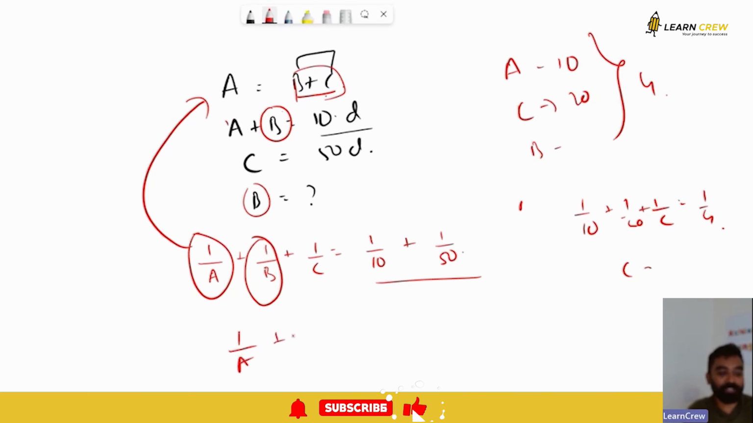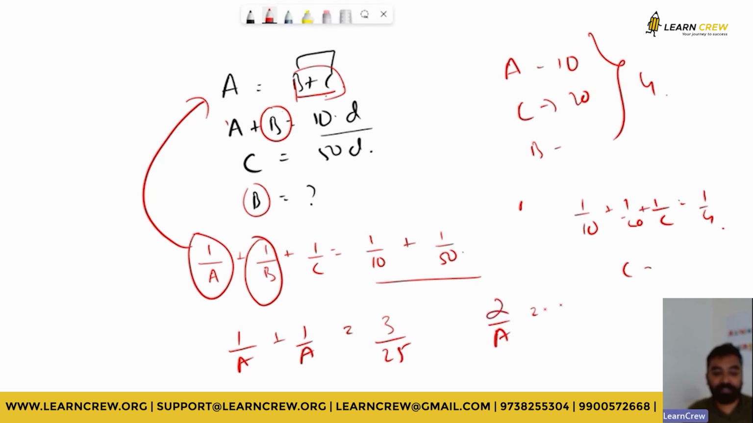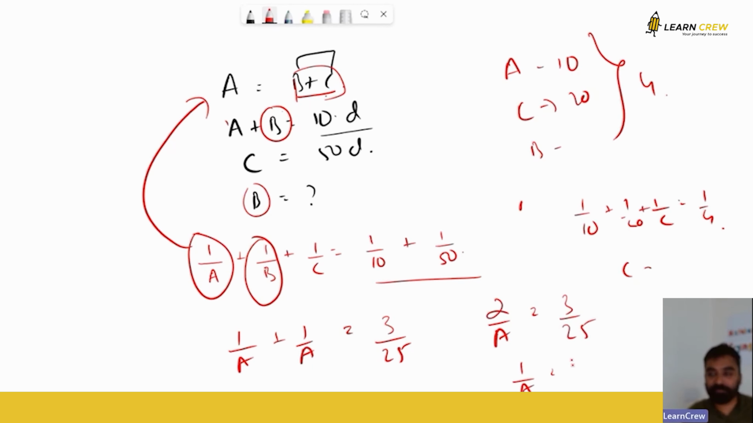A. 1 by A plus 1 by A equal to 3 by 25. Yes or no? What's 2 by A? 3 by 25. What's A? 3 by 50. Or A is nothing but 50 by 3. Fine. Now, if A is 50 by 3, can you substitute here and find out?